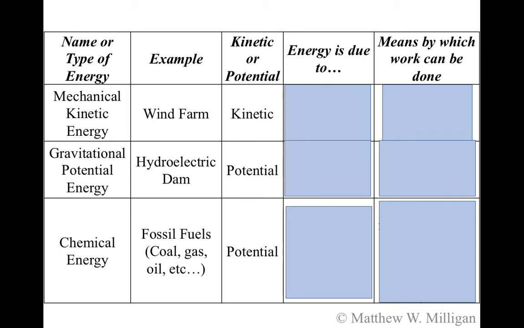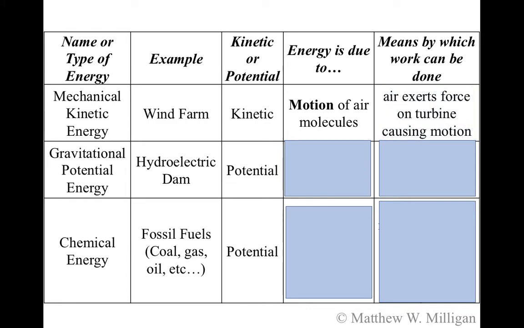I'm going to go through these really quick. Mechanical, kinetic, so these are types of energy, examples of that, whether it's kinetic or potential. What's it due to? In other words, what is the source of this? And then how is work done? So for mechanical kinetic energy, look at a wind farm, and obviously that is a kinetic type of energy. You might be tempted to think it's the blades moving around, but think, what's the source though? What is actually causing the blades to move? Well, it's the motion of the air molecules. And it's that motion of the air molecules that pushes on the blade, which turns the turbine, which generates the electricity.